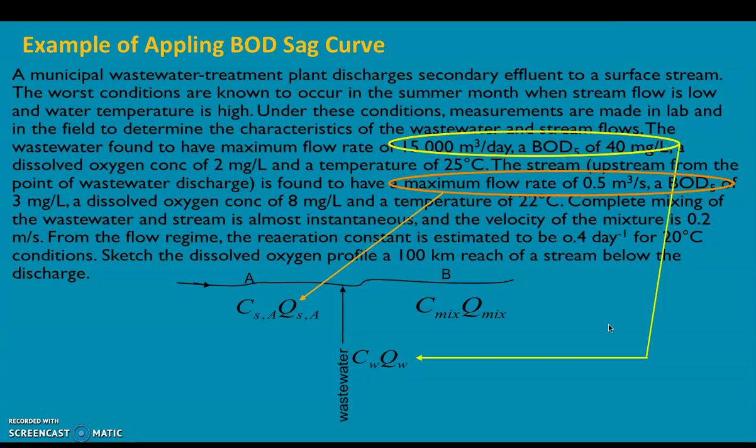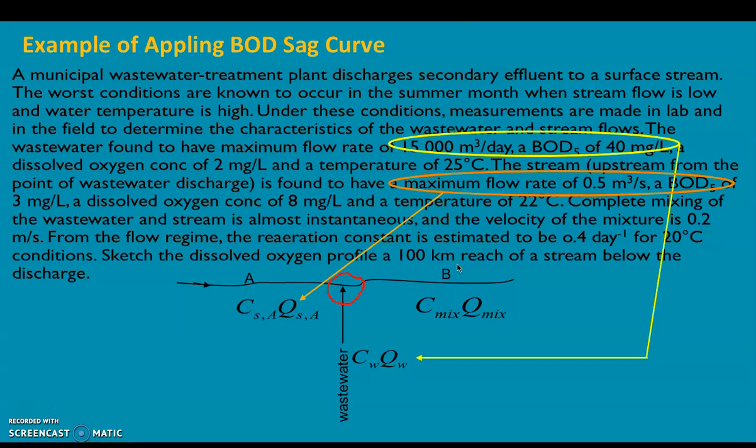This example is actually the same as example 3.3 in your book, applying the BOD sag curve. If we translate the question into a diagram, you have a stream A and a wastewater stream that will meet together at this point. You want to calculate all the parameters at P and sketch the oxygen sag curve for this point.